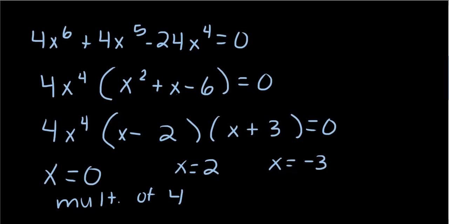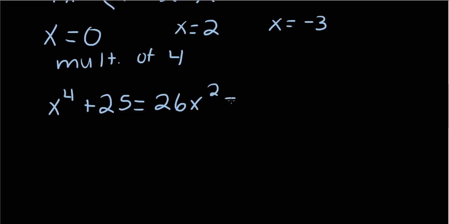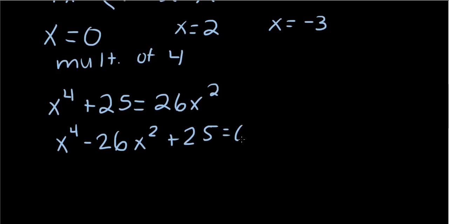Let's try another example, and I do recommend that you pause the video and try to work on this on your own. And then you can unpause the video and check your work to see if it is correct. So we have x to the 4th plus 25 equals 26x squared. Well, the first thing that I have to do is make this equal to 0. So I'm going to subtract 26x squared from both sides. And that's going to give me x to the 4th minus 26x squared plus 25 equals 0.